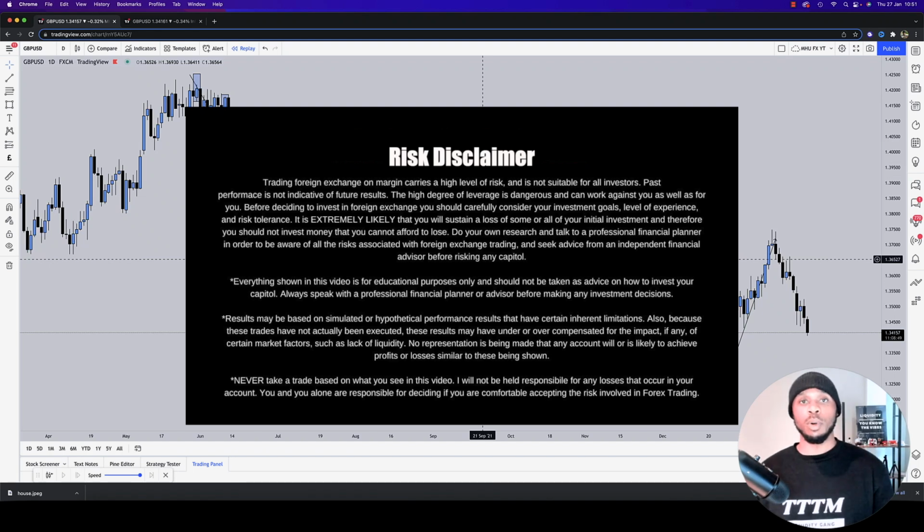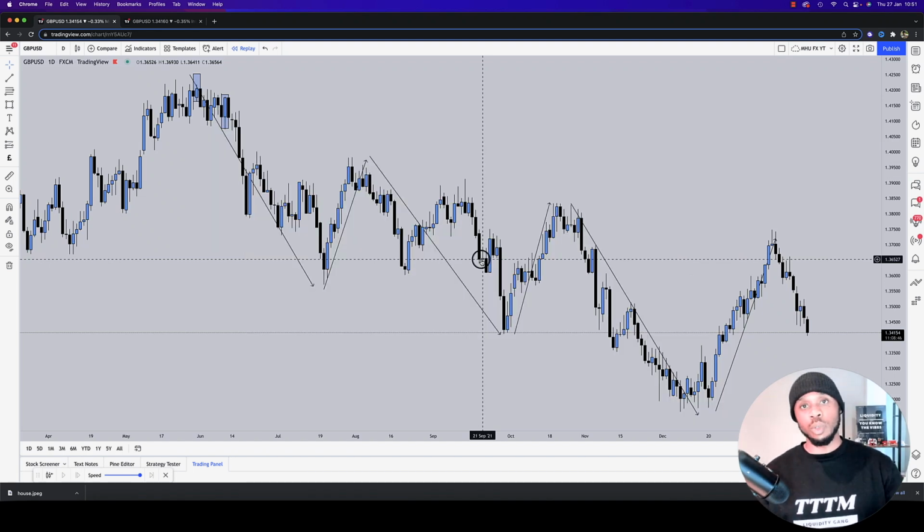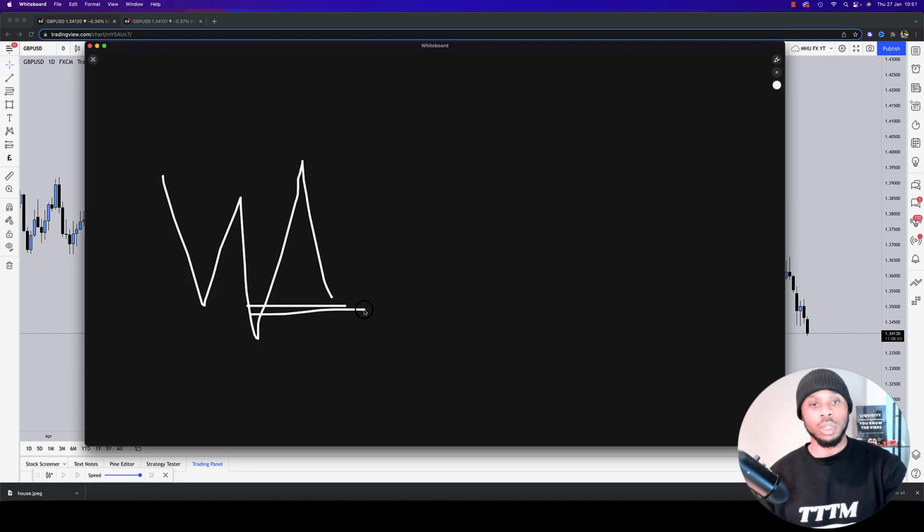I'm going to show you guys an example of high risk and low risk trading. So this is all to do with entries. Now I'm on the diagram. I've got something drawn up for you right now.